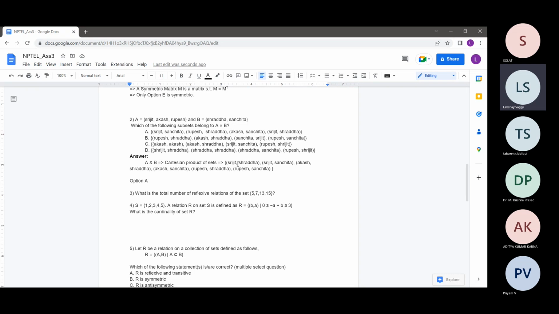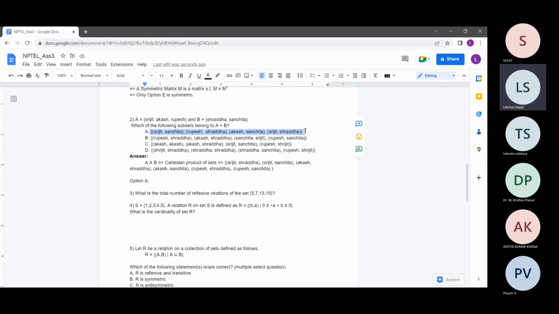In every element, I'll have to write Srijit as first and Shraddha as second. Similarly, Srijit as first, Sanchita as second. If there is another element which says, suppose, Sanchita comma Srijit, then that element will be different from Srijit comma Sanchita, so I'll have to add another new element for that. So we have to respect the orderings in Cartesian products. That's all I'm saying. So let's check option A.